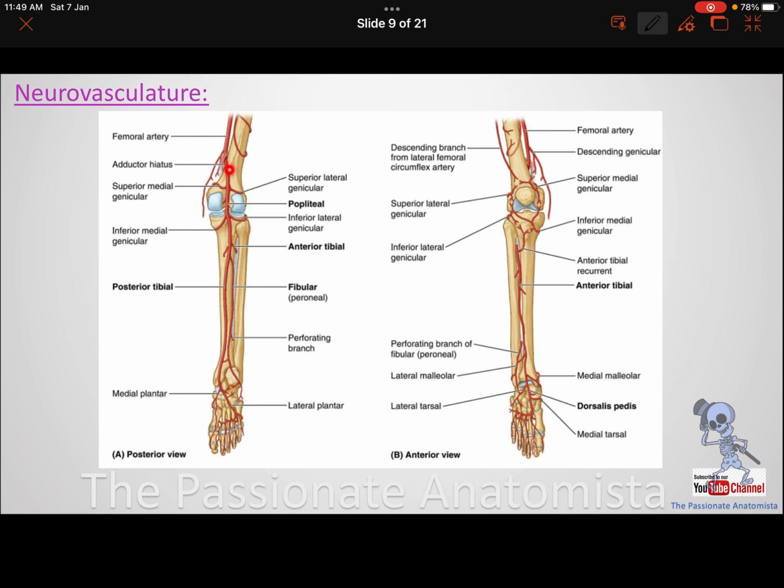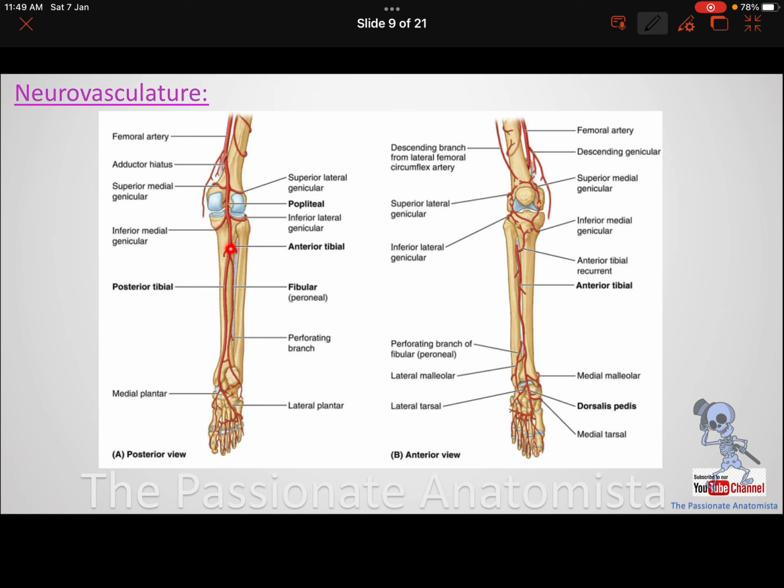Once the femoral artery comes out of the adductor hiatus and reaches the popliteal region, it gives you all the genicular branches. Popliteal in Latin means knee, and genicular means joint, so it will give you medial and lateral, superior and inferior genicular branches that will take care of the knee joint. That's fine.